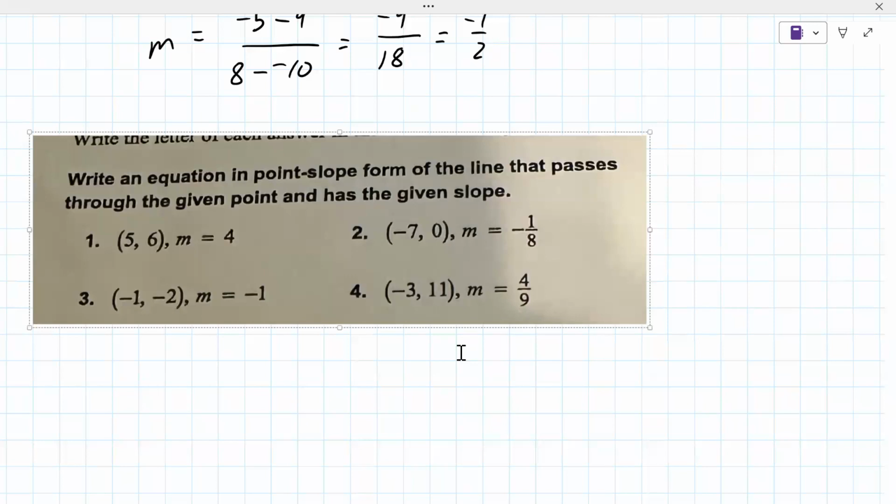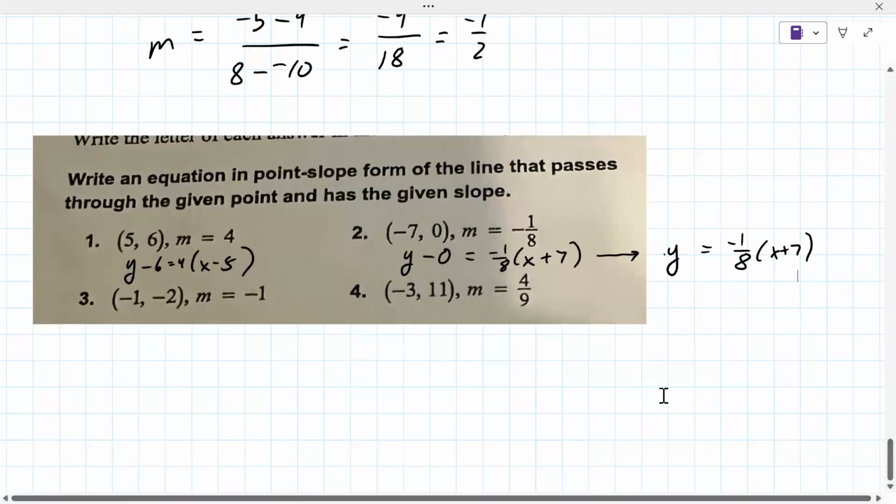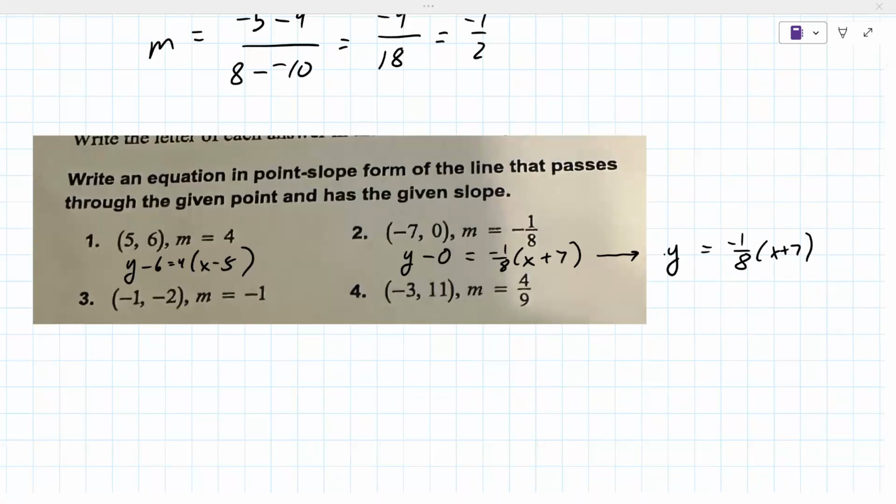Okay, so for number one, I got y minus 6 equals 4, parentheses x minus 5. For number two, I got y minus 0 equals negative 1/8, parentheses x plus 7. So a small little wrinkle on this one is you would just write the y. You would write y equals negative 1/8 x plus 7. So in addition to simplifying signs, you also omit the 0. Actually, the answer is y, but they didn't do that. So typically you don't put it in, but I guess they do in this one.